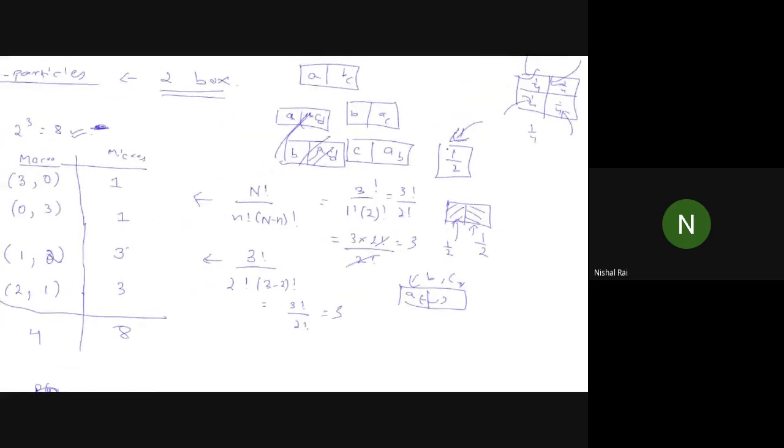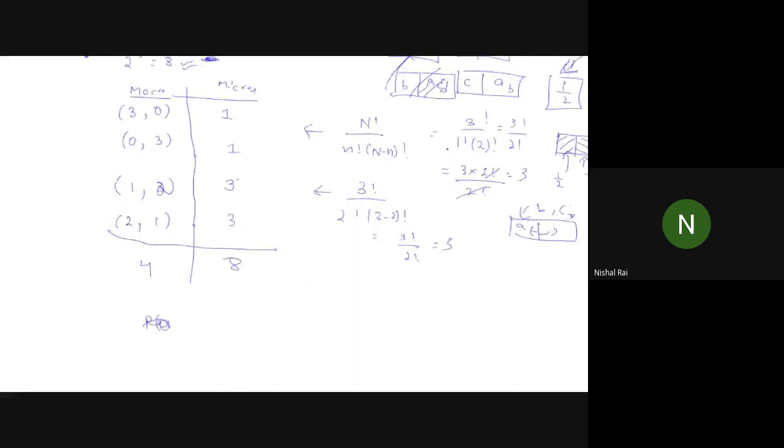Clear? But the macrostates are not equally favorable, because if you check, these two macrostates are more favorable as compared to these two. Can you see? Because this has only one microstate and this has how many? 3 microstates each. These two are equally probable. Understood?